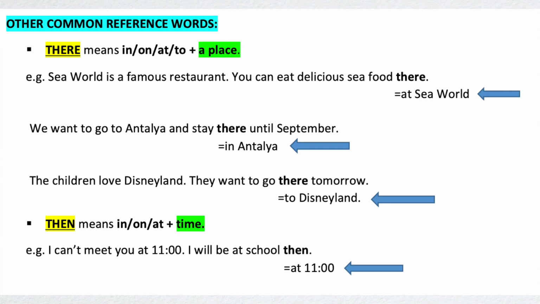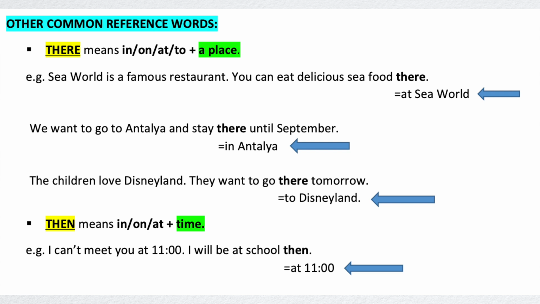Reference words are the words that refer back to a previous word or phrase but without repeating it. All these pronouns that we have looked at so far are reference words. Now let's examine some other common reference words. There refers to a place. In a sentence, instead of there, we can use a preposition plus the name of the place. For example, SeaWorld is a famous restaurant. You can eat delicious seafood there. As you see, instead of there, we can also say at SeaWorld, but this doesn't sound natural.